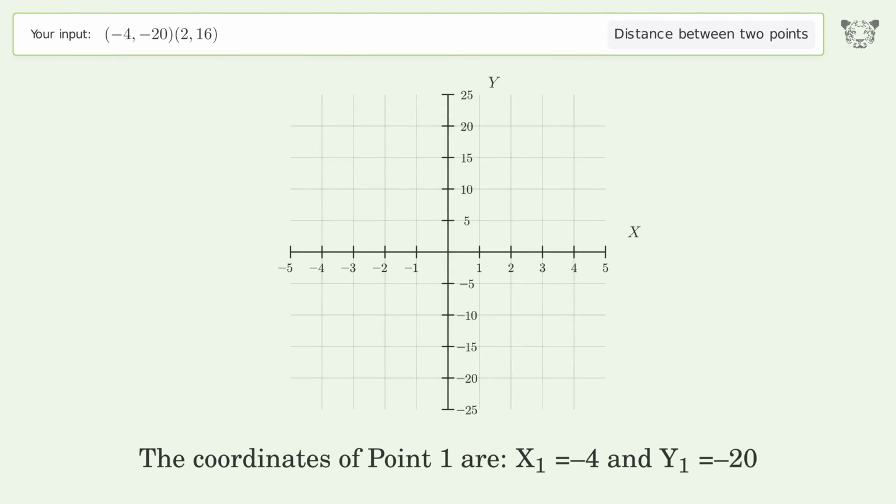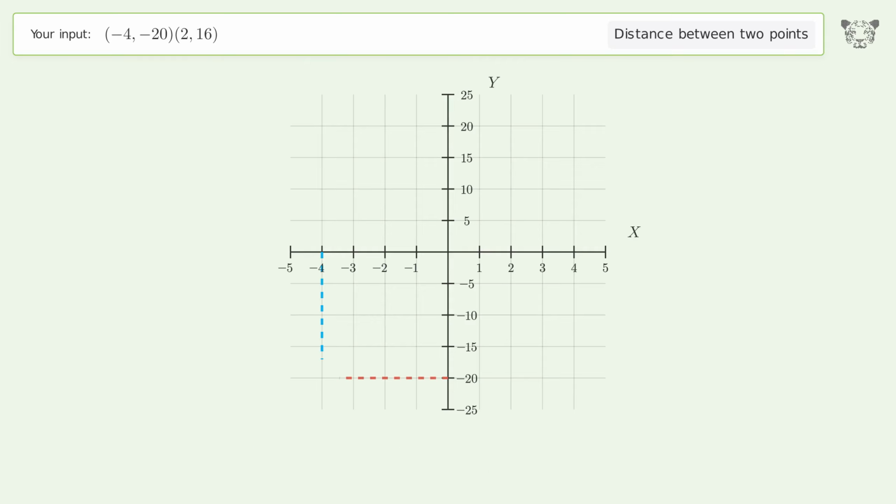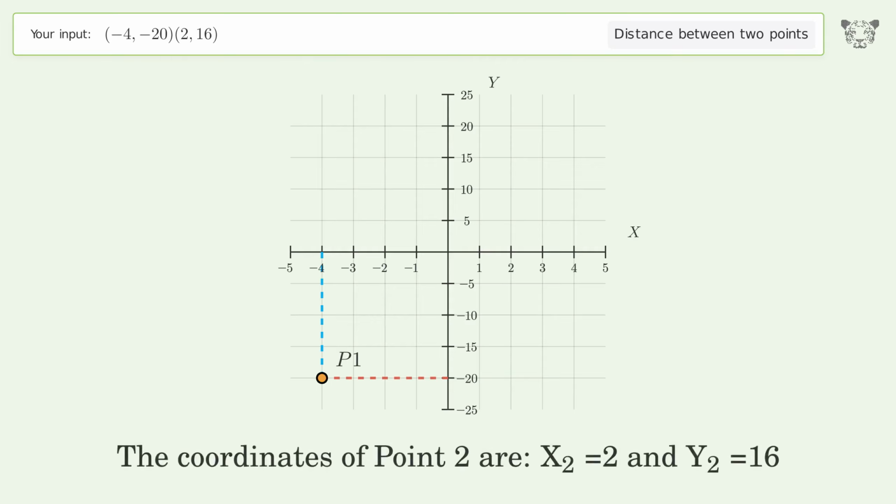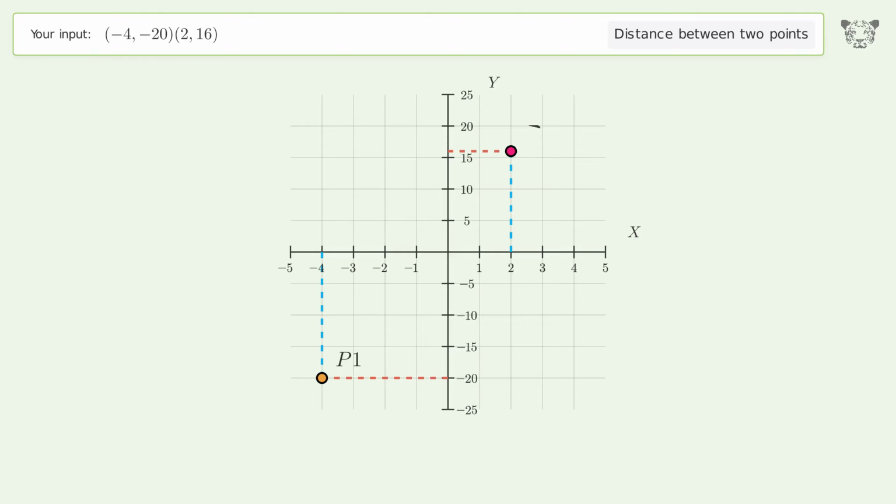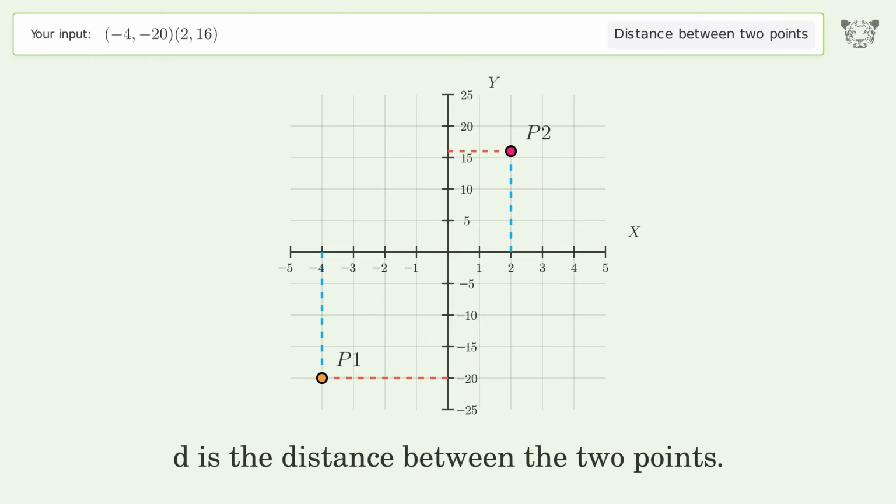The coordinates of point 1 are x1 equals -4 and y1 equals -20. The coordinates of point 2 are x2 equals 2 and y2 equals 16. D is the distance between the 2 points.